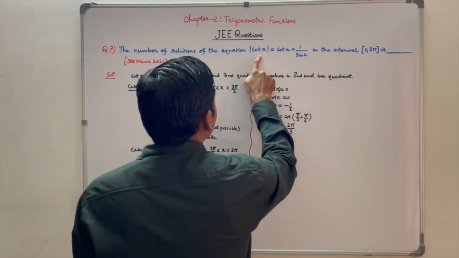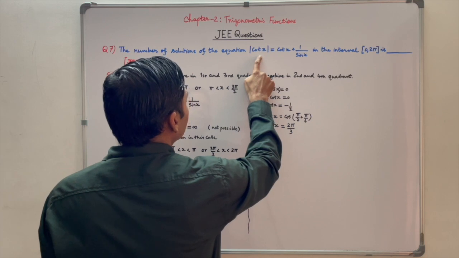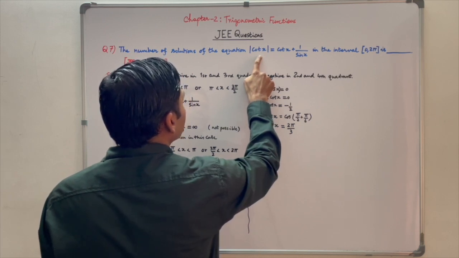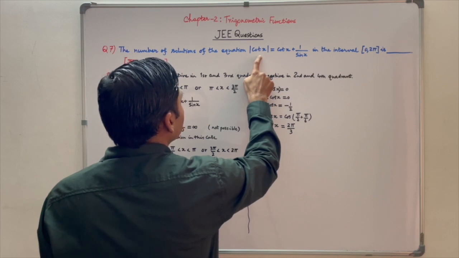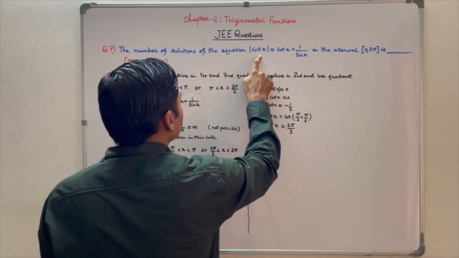We have to think about when cot x is positive and when cot x is negative. We know that in the first and third quadrant, both tan and cot are positive, and in the second and fourth quadrant, both tan and cot are negative. So accordingly, we will consider two cases.